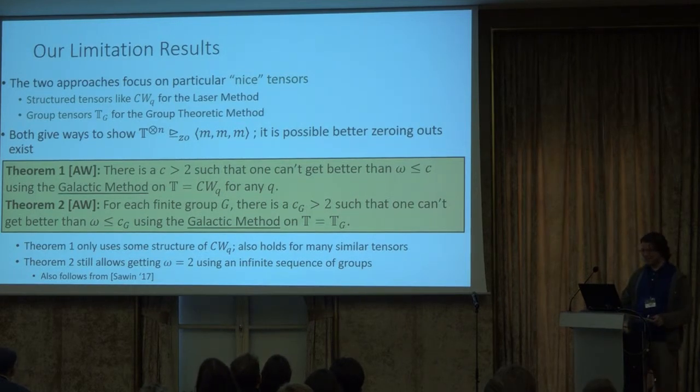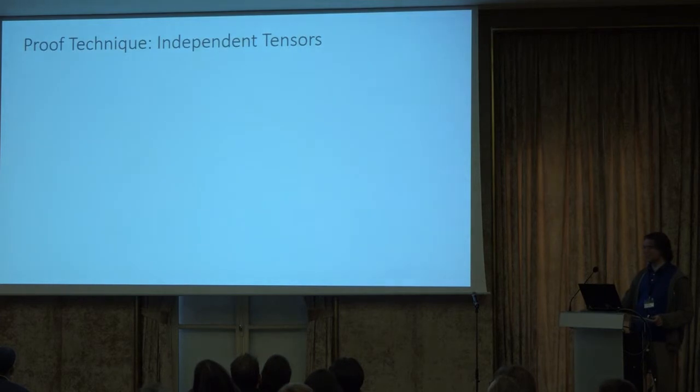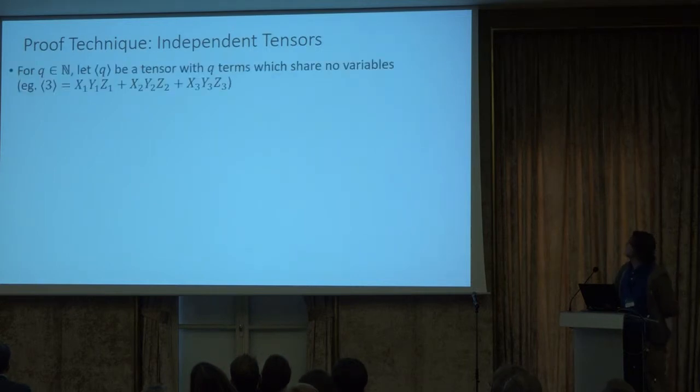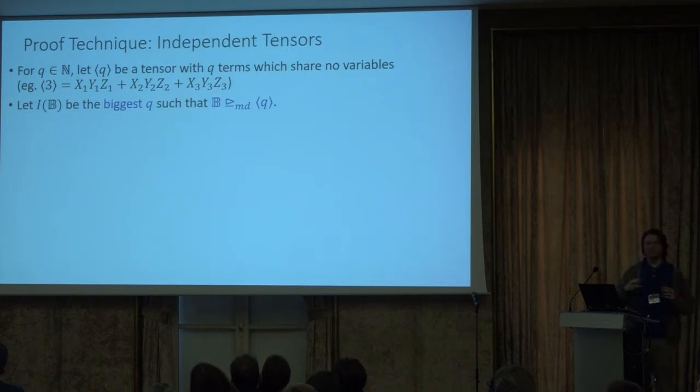Okay. So in my last few minutes, let me tell you a little bit about the proof for the Coppersmith-Winograd tensor, the tensor that was used to get all these bounds. Let me tell you how we prove our limitation about it. The idea is to use something called independent tensors. A tensor is an independent tensor if no two of its terms share any variables at all. I'll denote it with this triangle bracket q notation. So we're going to be interested in monomial degenerations to independent tensors.